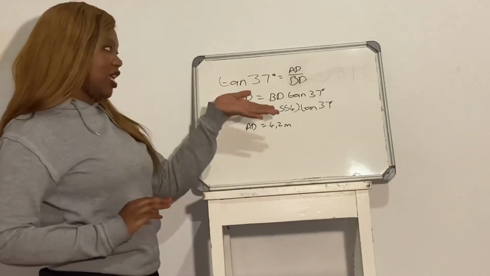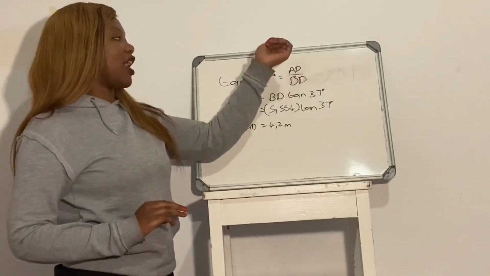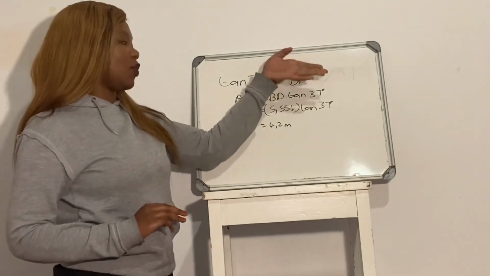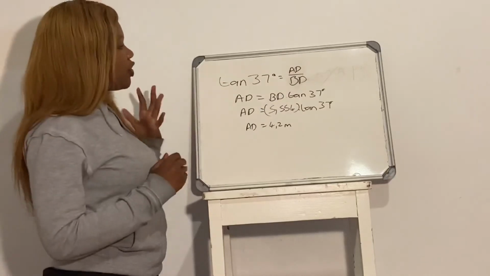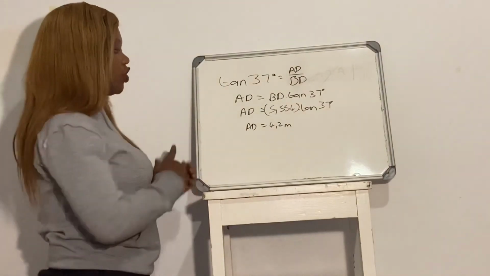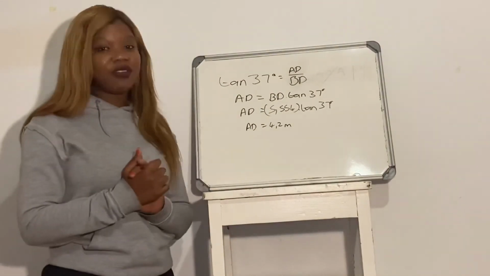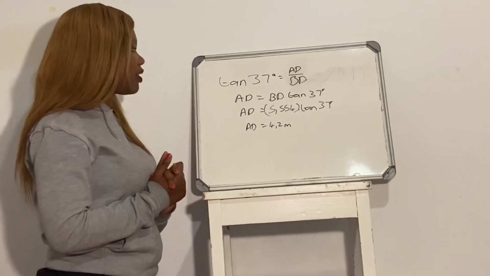Yeah, here we go guys. So we used tan because we wanted to find the opposite and we had the adjacent. And we had the angle as well, so we just used this. You can take a look at it for a while.